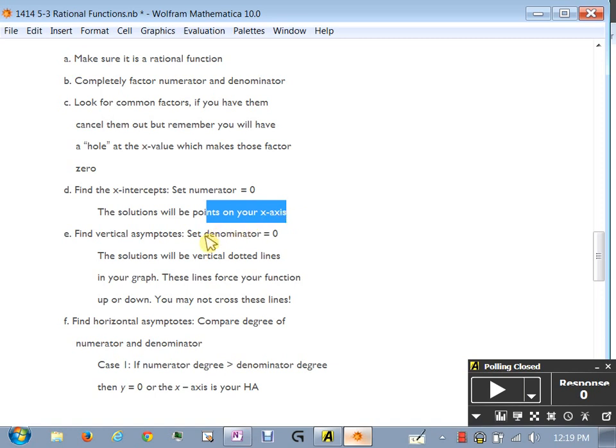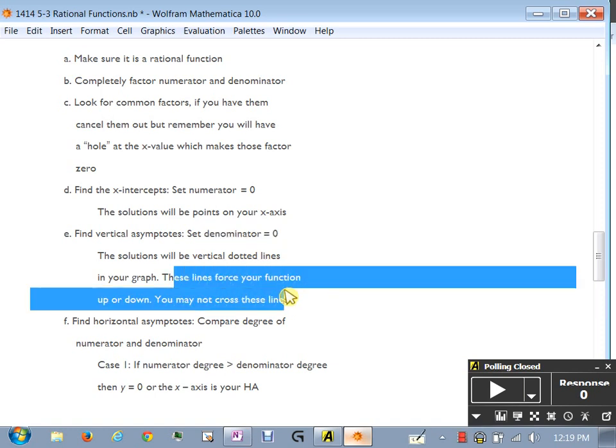Next thing, find the vertical asymptotes. Those are those dotted vertical lines. To do that, all you have to do is set the denominator equal to 0. After you get the solutions to that, those are your vertical dotted lines on your graph. Those vertical lines will force your function up or down. You do not cross those lines ever. Never draw your function through the vertical dotted line.